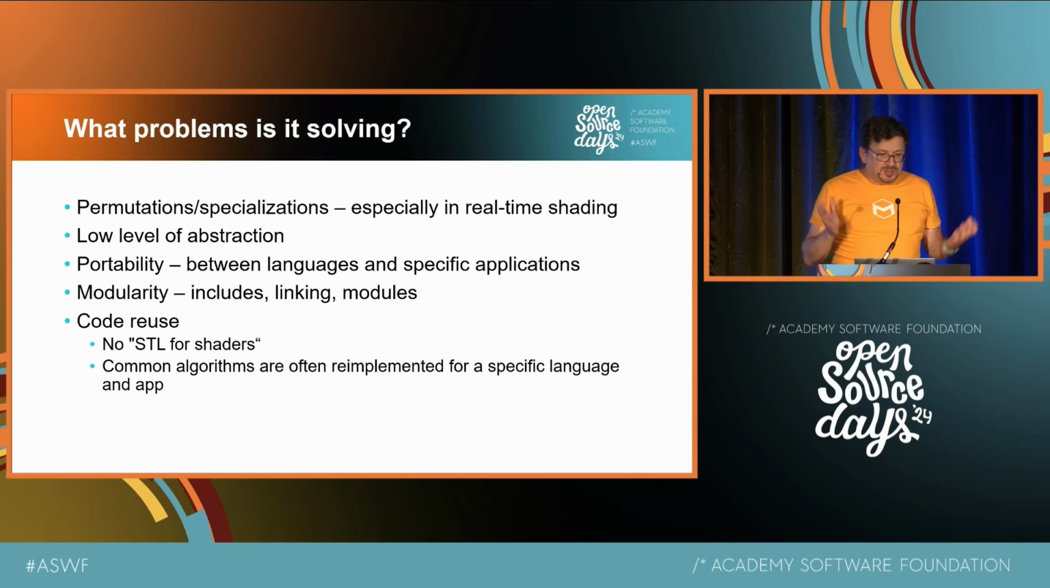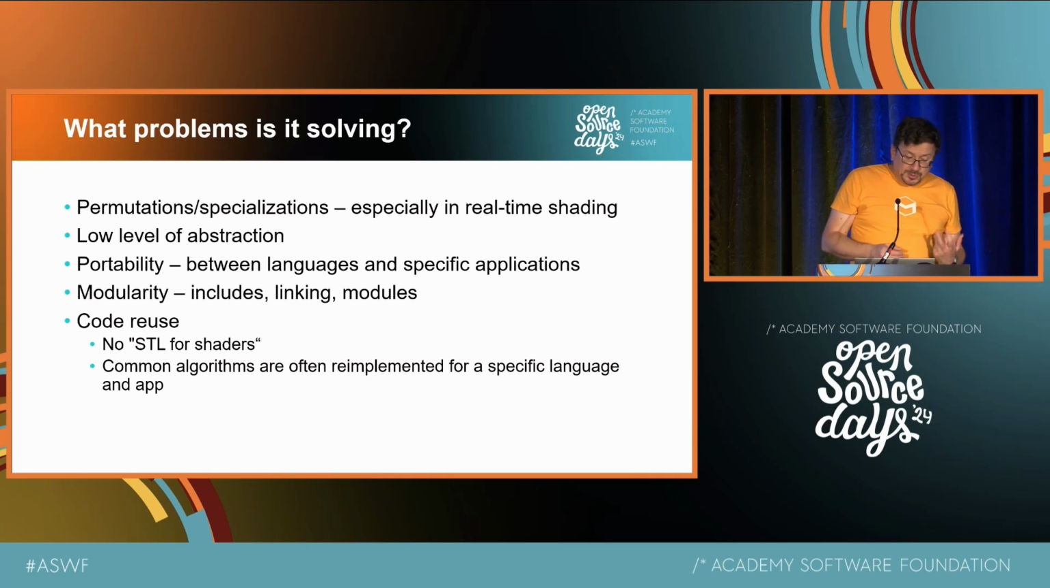For example, GLSL doesn't have struct methods or templates. And then there's the concern of portability. Of course, we want portability between the different shading languages, but also between the specific applications, because each application requires its own specific API to write plugin shaders for it. Like, for example, Maya viewports may require one API, and Hydra Storm may require another.